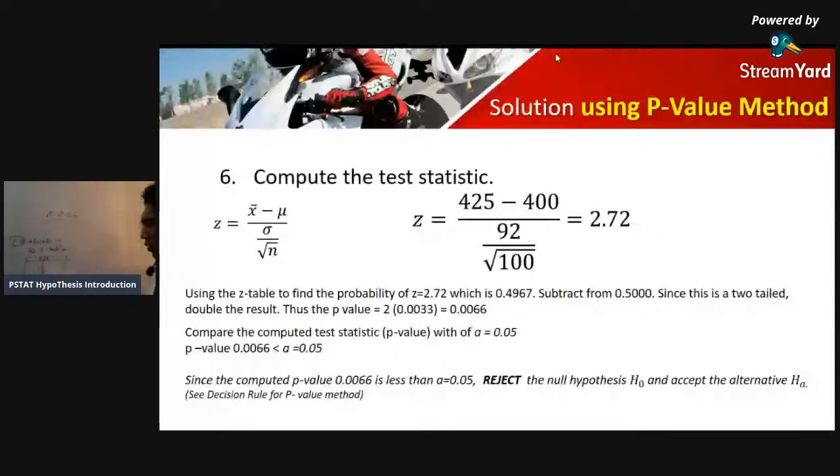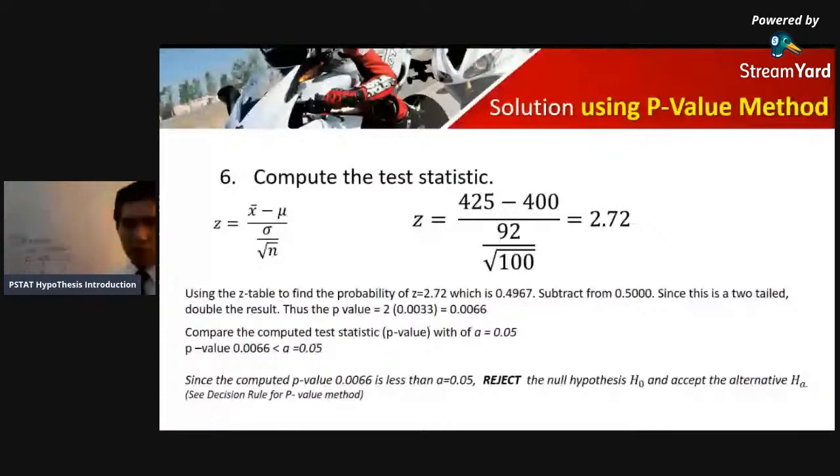Sir, why did you multiply? So the computed probability is 0.0033 multiplied by 2. We multiply it by 2 because your test is a two-tailed test. When you are dealing with two-tailed, this area is only for one side, because of this 0.5. That is only on one side of the normal curve. So we multiply it by 2 so that we consider both sides.